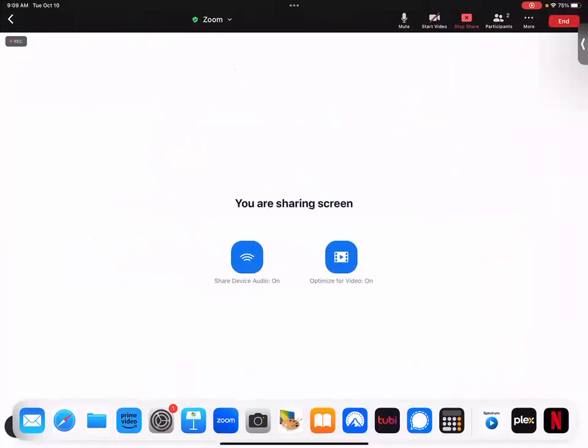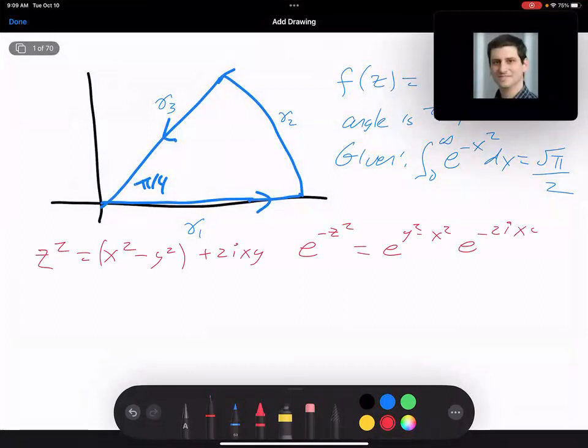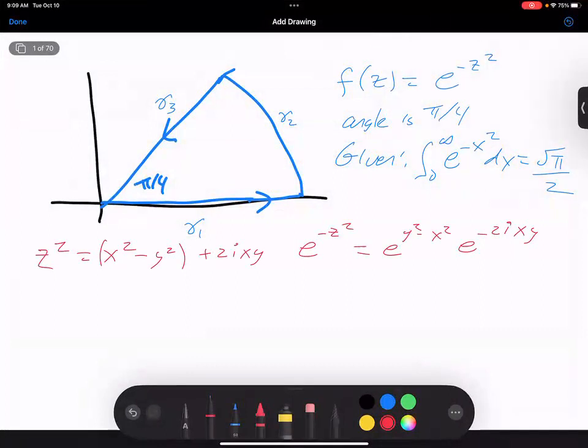So, whoops. We have z squared is x squared minus y squared as the real part, plus 2i xy as the imaginary part. So e to the negative z squared is going to be e to the y squared minus x squared, times e to the negative 2i xy. When we look at this, some things make us happy, some things make us concerned. The e to the negative 2i xy is going to have absolute value 1. That's not going to really contribute to any growth along the arc.